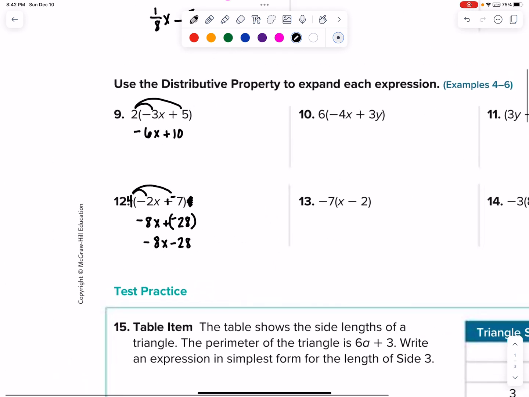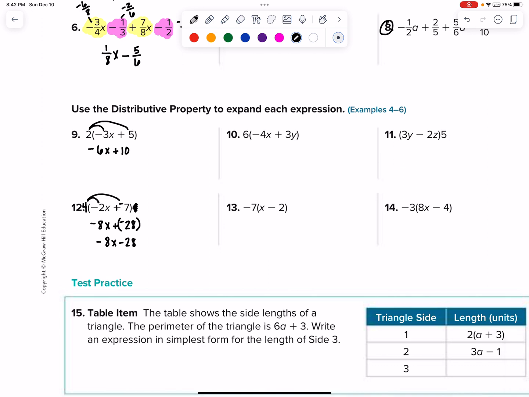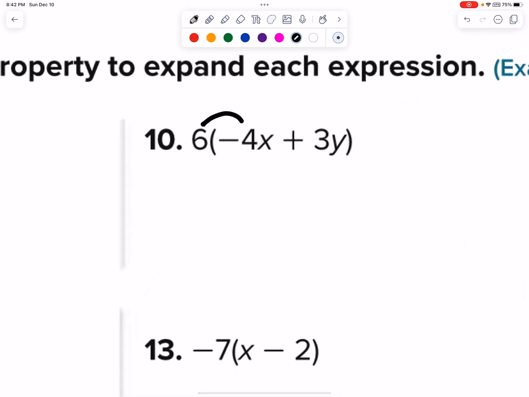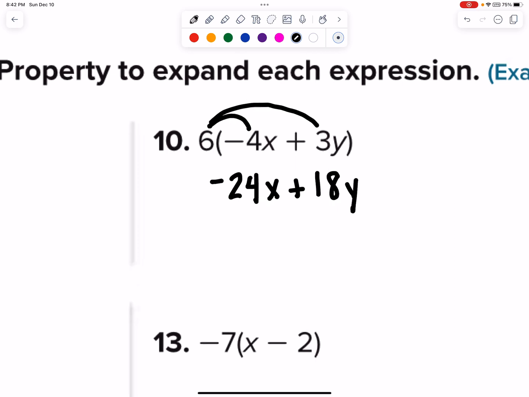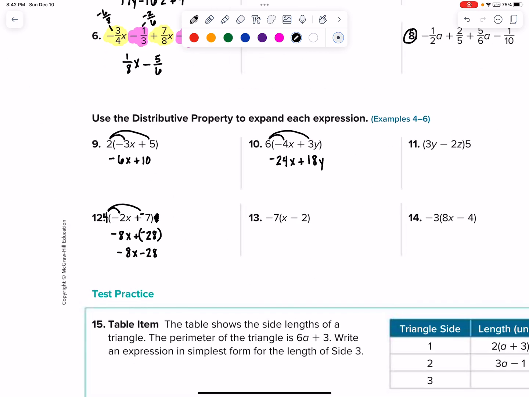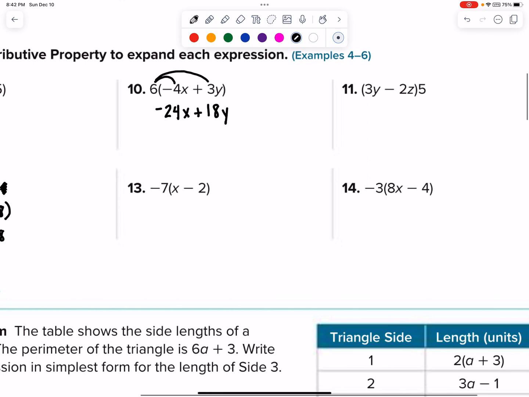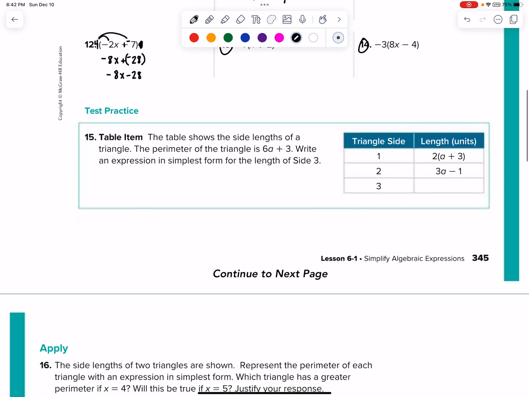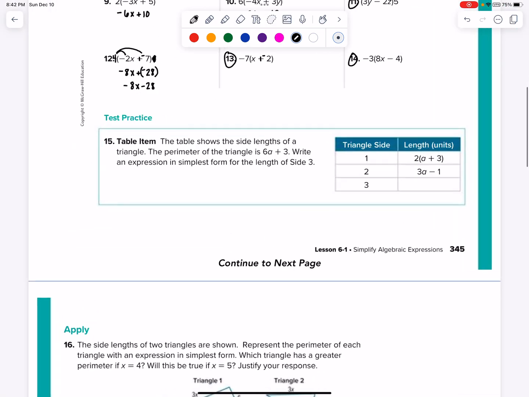All right, let's go ahead and take care of number 10 together. So we're going to distribute the 6 out. So we have 6 times a negative 4x, 6 times 4 is negative 24. And 6 times 3 is 18y. And there we go. You have 3 negatives there, so don't forget right away to KFC those as you go. So you have 13, 11, and 14 to do. All right, 15 and 16, and that's it.